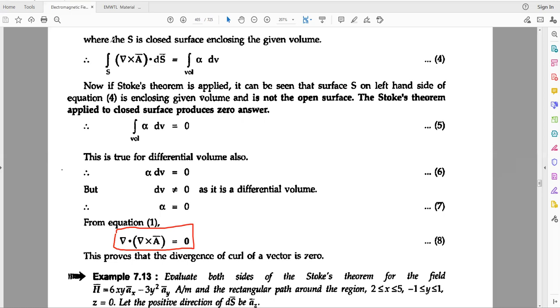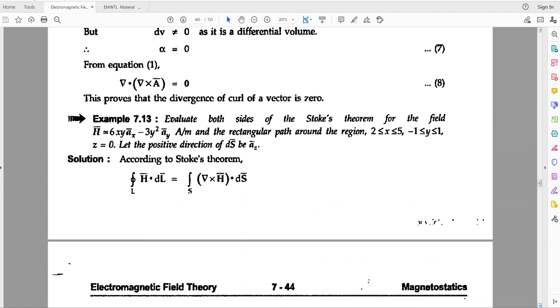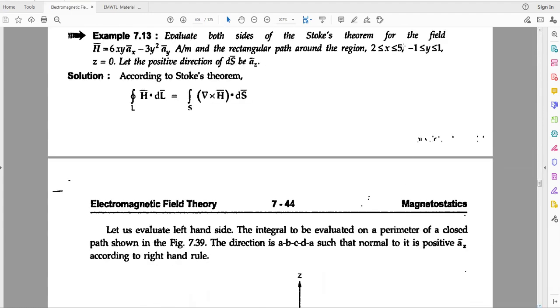Okay. Coming to the next example. Evaluate both sides of the Stokes theorem for the field H bar given, and a rectangular path around the region with x value, y value, and z equal to 0. Let the positive direction of ds be a_z bar. According to the Stokes theorem, for H bar given, H bar dot dl bar is equal to I, from Ampere's circuital law.